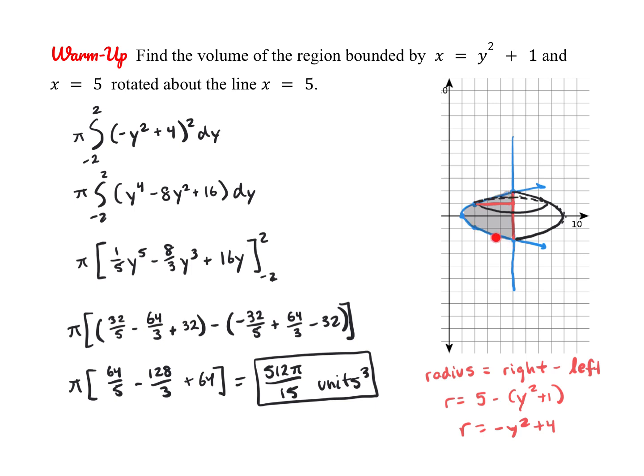So here's the bounded region, and you can see it's rotated about the line x equals 5, so it makes this general shape. Here we have horizontal discs. To find the radius, it's going to be this distance, and we always do the right minus the left, so 5 minus (y squared plus 1). Since we want that horizontal distance, we want it to say x equals. So that's our radius. So you see I did the integral from -2 to 2.